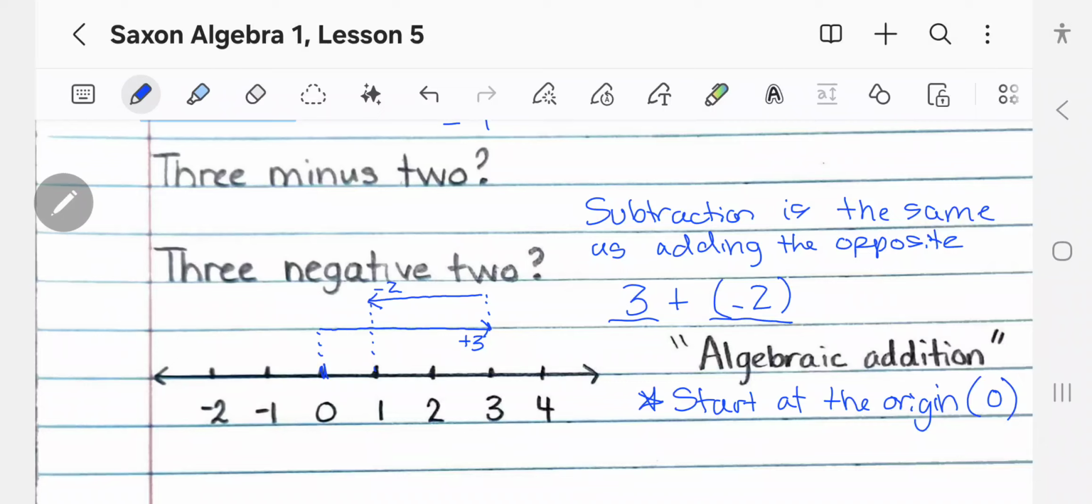Now where do we end up? Come straight down from where we end up, and that's our answer. We end up at 1. And we knew that 3 minus 2 is 1. So it's going to feel like they're trying to overcomplicate things a little bit. I understand. But it's just a different way of looking at a subtraction. And it will help you when we get further in our study of algebra.